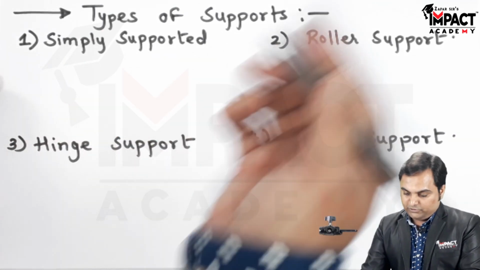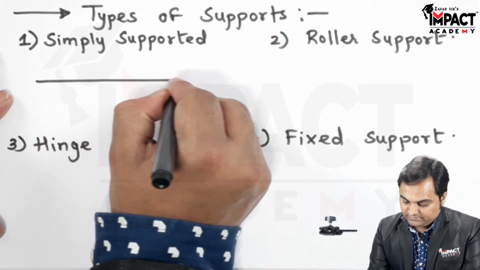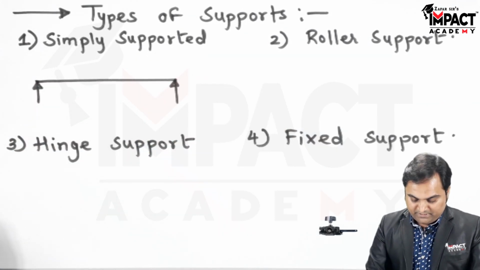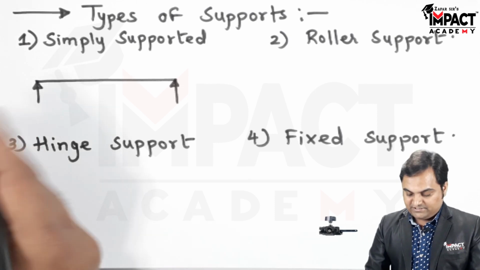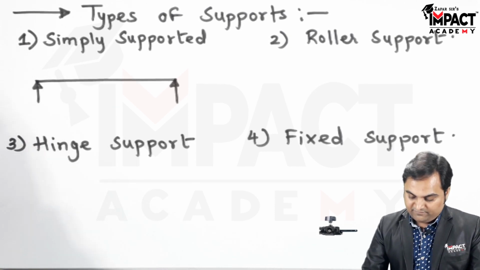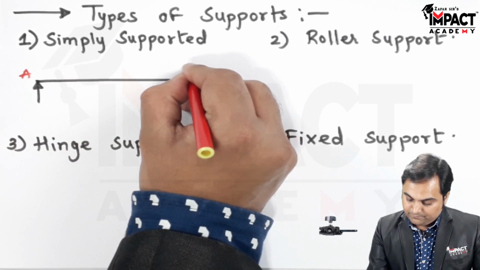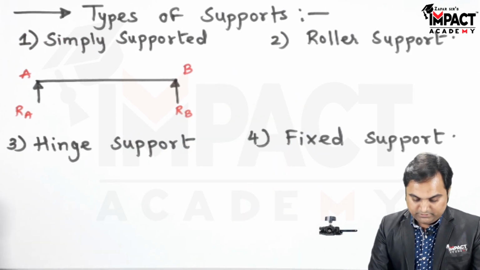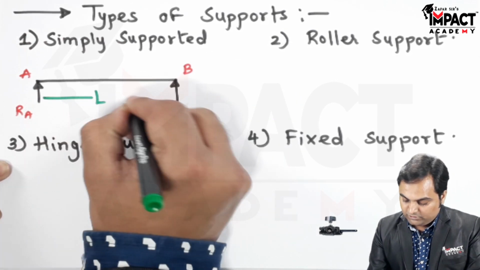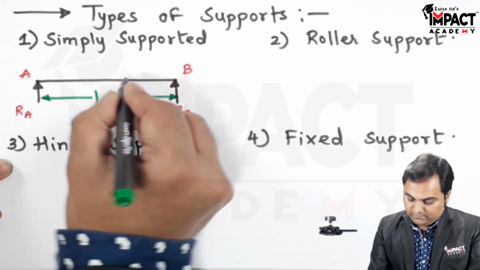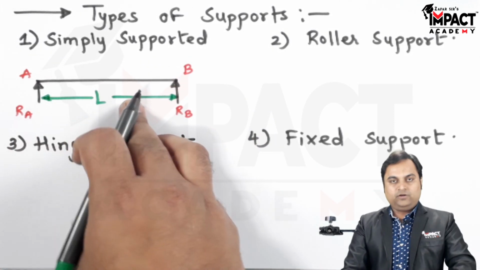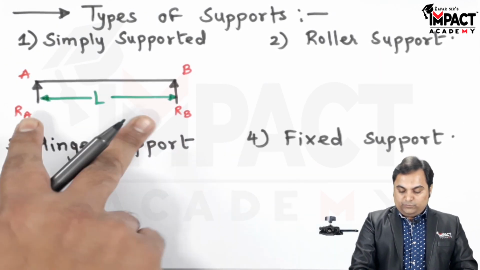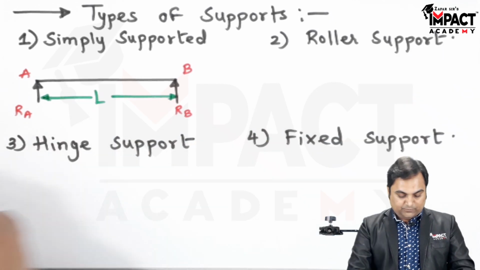So when it is a simply supported beam, as seen in the last diagram, under the action of all the forces the beam would be bending, but the supports would offer the reaction in upward direction. So here we have point A and point B, then there is RA, reaction at A, and reaction at B. The length between the supports is called the span of the beam, and innumerable loads would be acting on the beam in the downward direction. So a simply supported beam should be supported at the ends. Next, roller support.